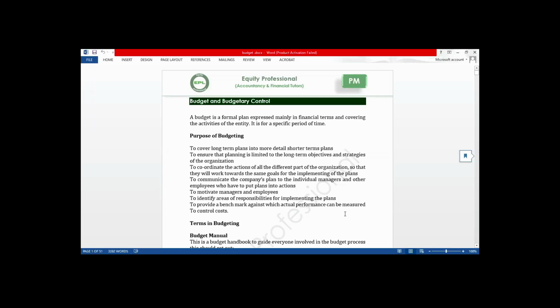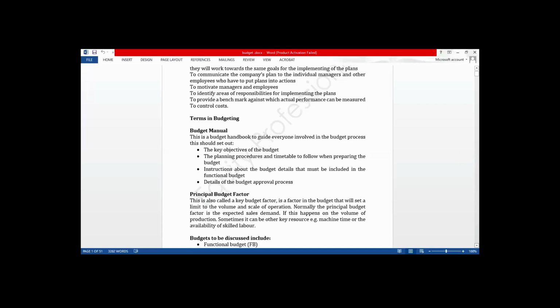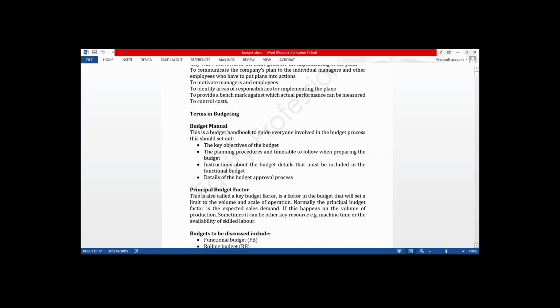All right. We have defined budgets. We have explained the purpose of budgeting. Our next discussion: terms in budgeting. We have the budget manual. A budget manual is a budget handbook that guides individuals involved in budget processing. The budget manual provides guidance on budget preparation. It will tell us the key objectives of the budget, the planning procedure, and the timetable. Please note, a budget must have a time frame.